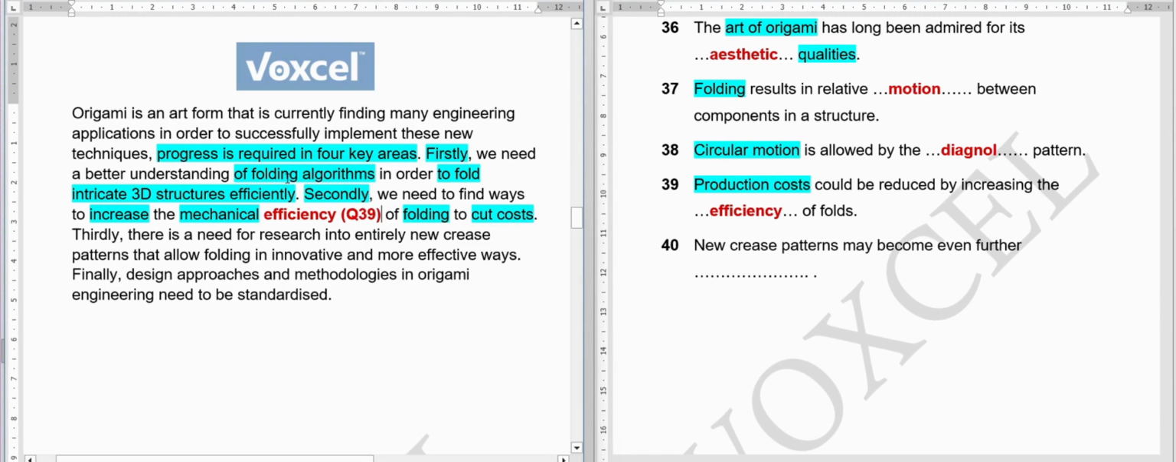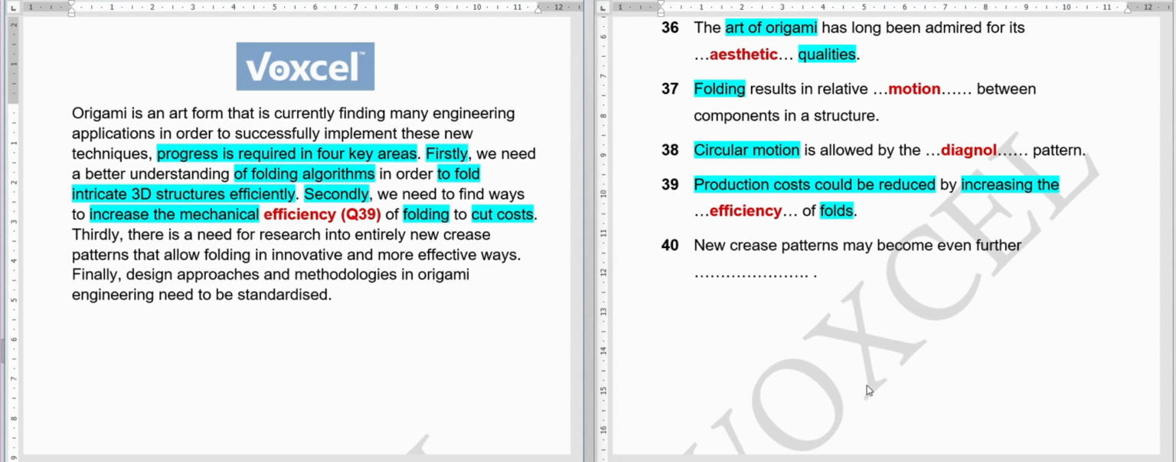Okay, so how do we know that this is our answer? Where it is written: reduce the cost, production cost. Yes, cut cost, reduce the production cost. So production cost could be reduced by increasing the mechanical efficiency of folds. So increase the mechanical efficiency of folds to cut cost. I hope it is clear.